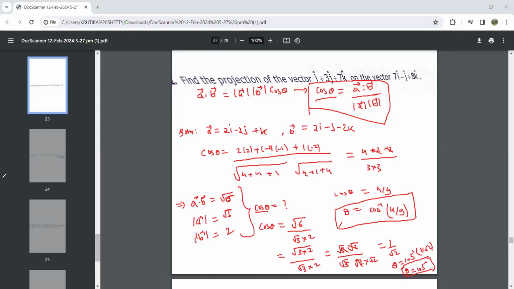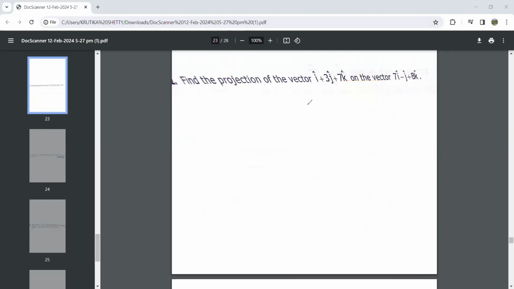So next we will be discussing a very important one. This question has occurred the maximum number of times in the board exam. Find the projection of vector i cap plus 3 j cap plus 7 k cap on the vector 7 i cap minus j cap plus 8 k cap. So projection of a vector on another vector. Here we have a direct formula. Hope you know the formula.